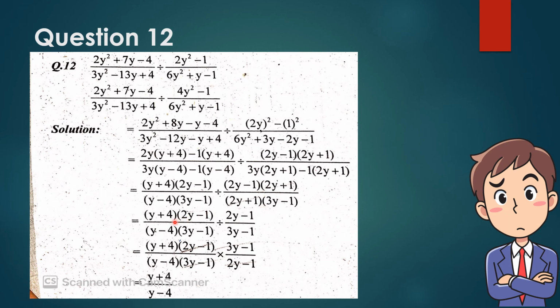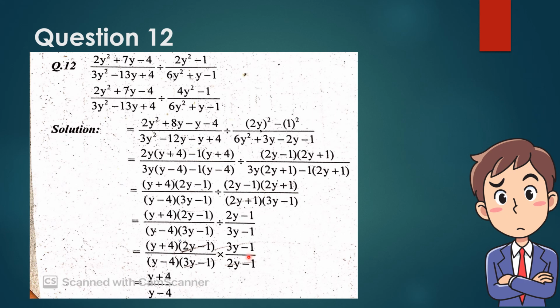So you have (y plus 4)(2y minus 1) over (y minus 4)(3y minus 1). You have cancelled out 2y plus 1 with the numerator of the same fraction, that is 2y plus 1. So you are having 2y minus 1 divided by 3y minus 1. So now we will take the reciprocal that I have told you earlier. So how can we take the reciprocal? The denominator will be made the numerator, and the numerator will become the denominator: 3y minus 1 divided by 2y minus 1. So you are having y plus 4 divided by y minus 4.